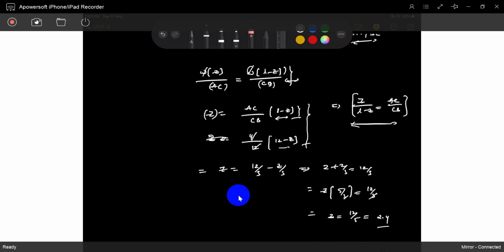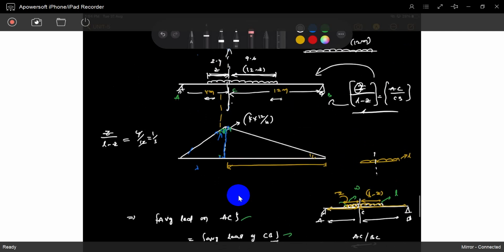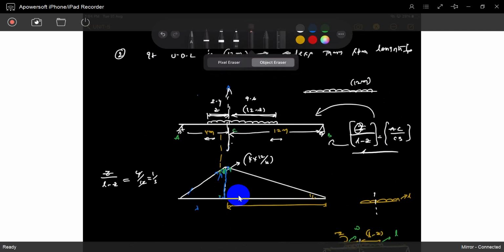So z is common. 1 plus 1 by 3 is 4 by 3. So 4 by 12, it's exactly 3 meters. It's 3 meters, and the other is 9 meters.